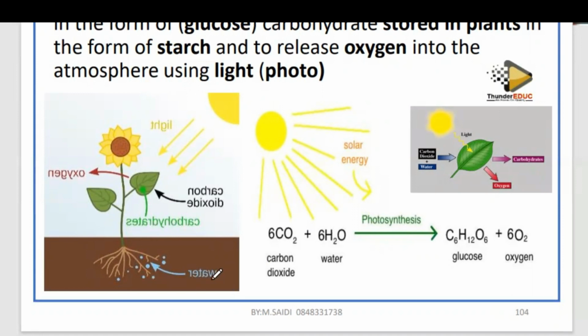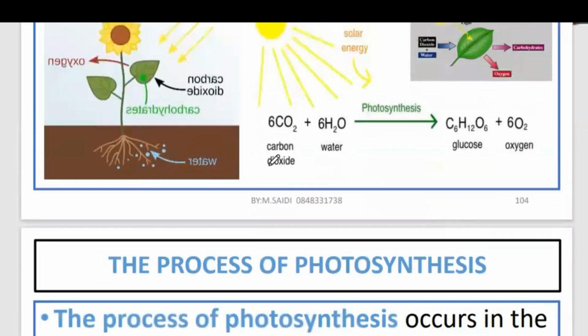Here the plant takes water from the ground, and then sunlight comes in and is trapped. Once it's trapped, carbon dioxide is used. Then oxygen is released, and carbohydrates are formed. So this is the actual process which is happening, and we're going to look at this process in detail.